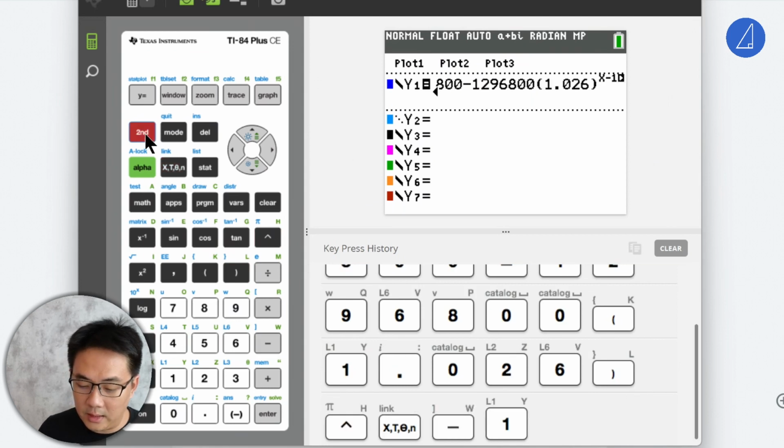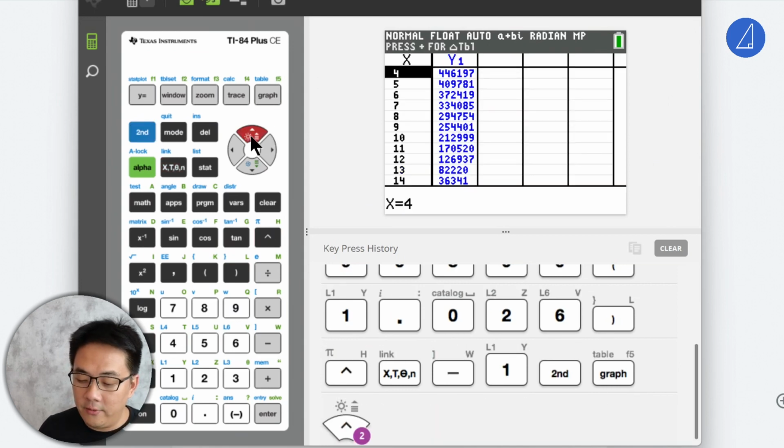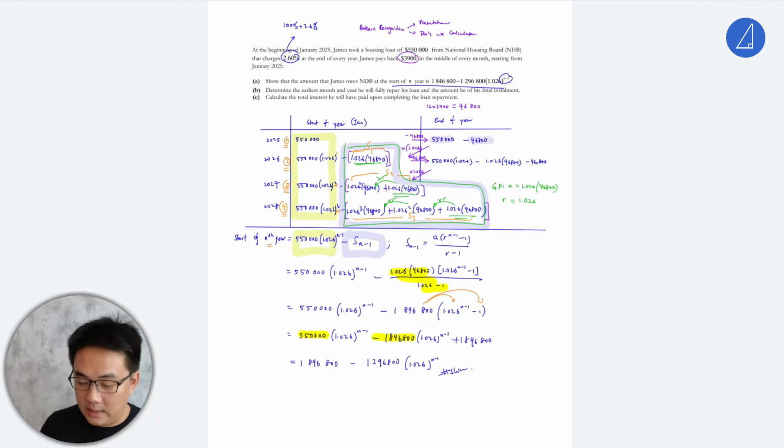Now you just go to second table, and make sure the first year, the first year you owe is 550,000 at the start of the first year. That's what you borrow at the start. That's the first part. Great.